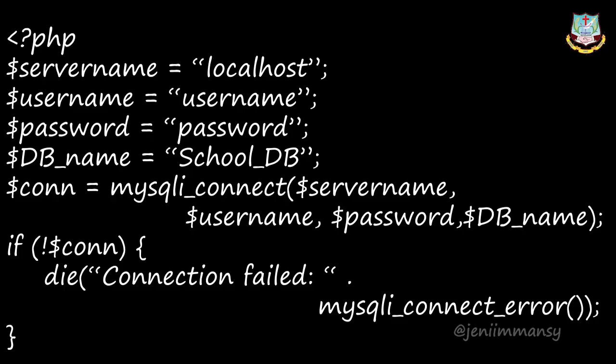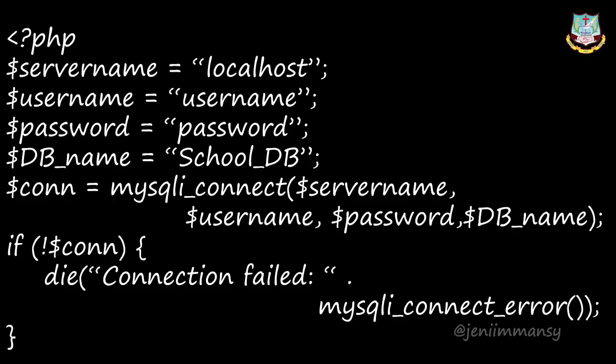The bracket will be closed, and at last there will be a semicolon, right? Next we give an if condition. If the connection is not there, we use the exclamation mark symbol before the name we have given, $conn. If this is not present, or if this is not connected, we will get an output. We have seen this in the previous chapter itself: die, and in the brackets whatever you give will be displayed, right?